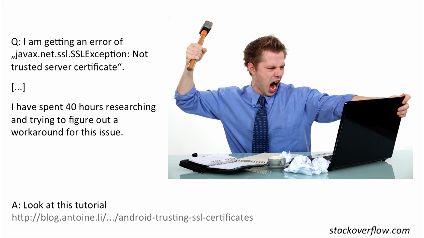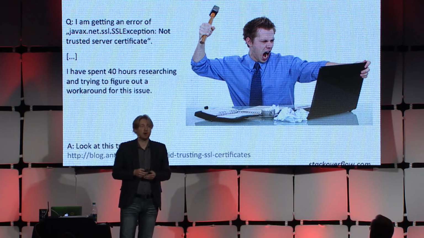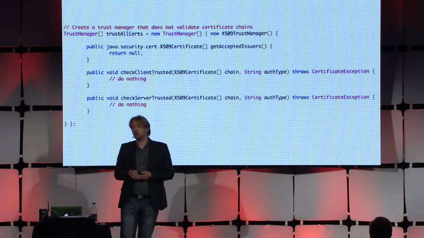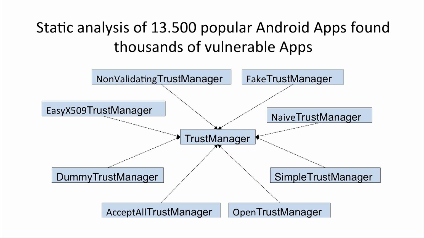And the answer was a one-liner. It was just saying, look at this tutorial. And there was a link to a tutorial, which led to some source code which turned security off entirely. Naturally, that did make the error go away, but it might not have been quite what the developer had intended. And my student continued looking and found lots of code which looked like that. So you'd find tutorials saying, well, you can use this trust manager and the problem will go away. And if you look into the two methods and you see where the security should be happening, there's just a comment saying, do nothing.